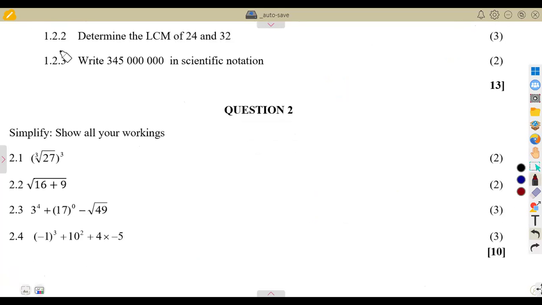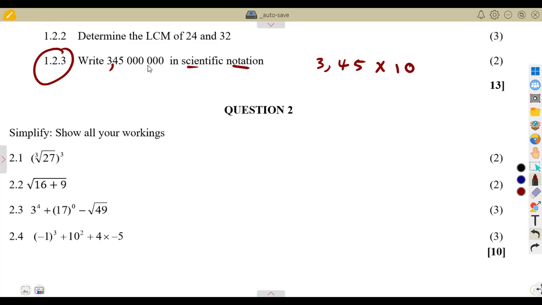Let us move on to another part. 1.23, write this number, which is 345 million, in scientific notation. So the scientific notation is to have our number between 1 and 10. So the decimal point must be here, between 1 and 10. So it's going to be 3.45 times 10 to the exponent.